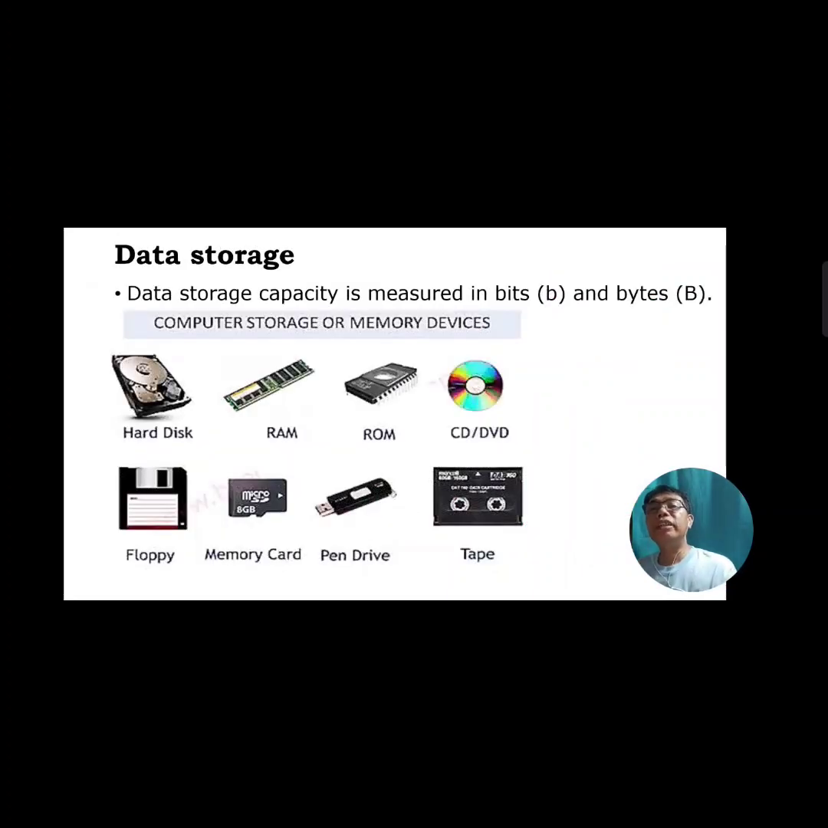Next, we have here the data storage. Data storage capacity is measured in bits and bytes. Okay, the common types of computer storage or memory devices we have here are the hard disk, the RAM, the ROM, the CD-DVD, the floppy, memory card, pen drive, and the tape. I think the old ones here are the floppy and the tape.